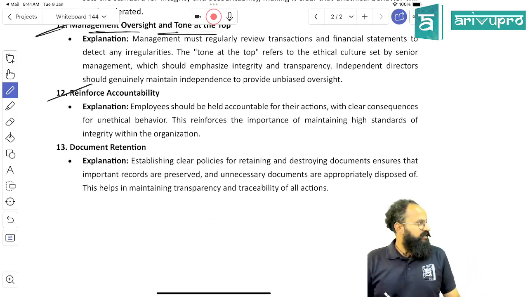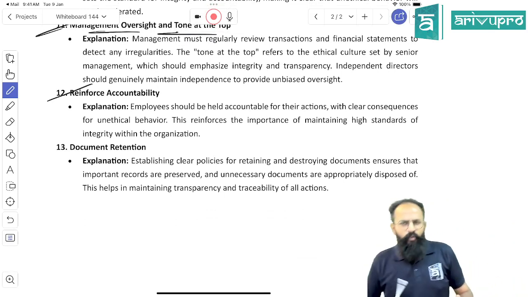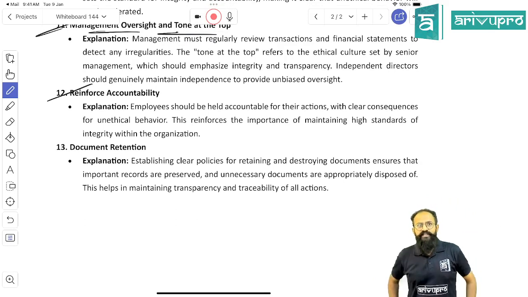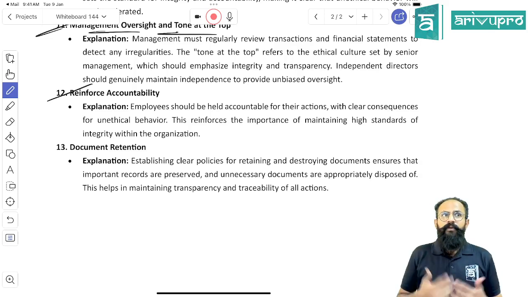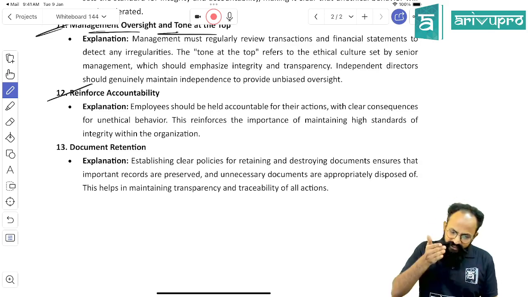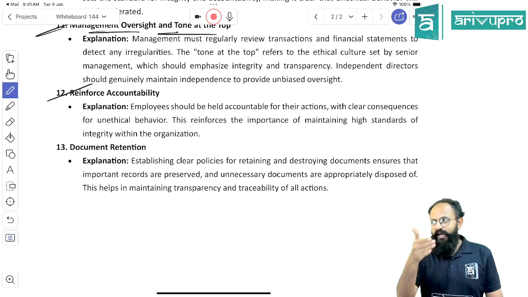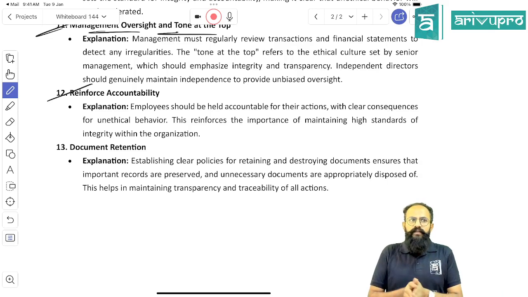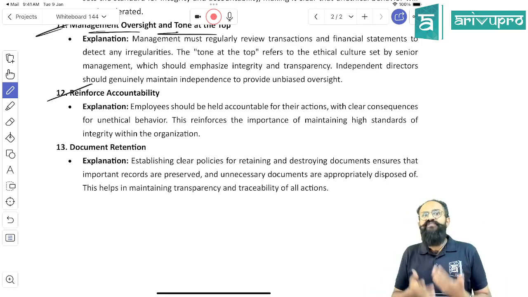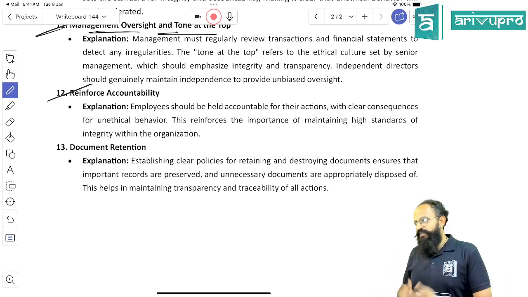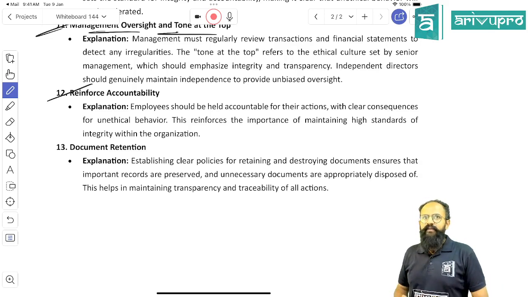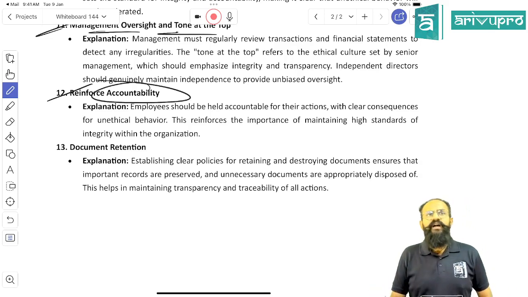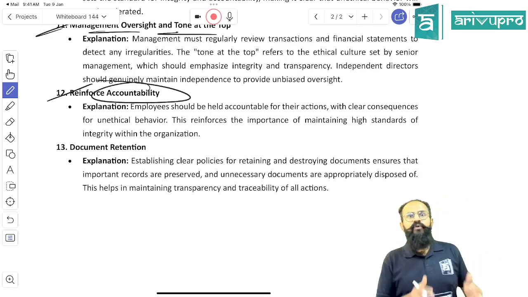Next one, sir. Reinforce accountability. What do you mean by reinforcement of accountability? You always tell people what the consequences are if employees do something wrong. If something happens, make sure that they are punished, they are accountable. If not, what happens? You have to see the severity of what has been done. If it's something very severe and you are letting it go, that means you are setting a wrong example. Accountability means hold them liable for what they have done.